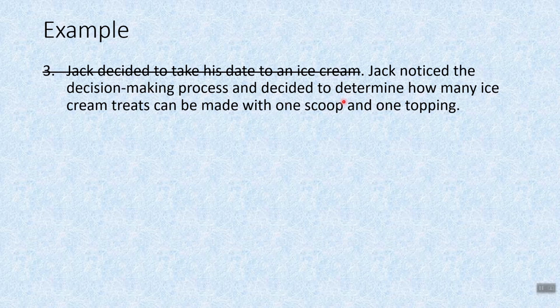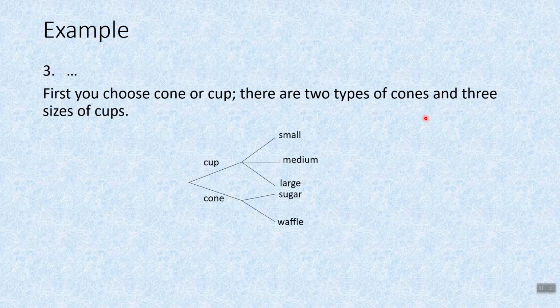Jack noticed decision making. He wants to, blah blah blah, determine how many ice cream treats can be made with 1 scoop and 1 topping. Now, he didn't really mention the vessel, but it matters what we're putting it in. We're not going to eat ice cream out of our hands. First, you choose a cone or a cup. There are 2 types of cone and 3 sizes of cups.